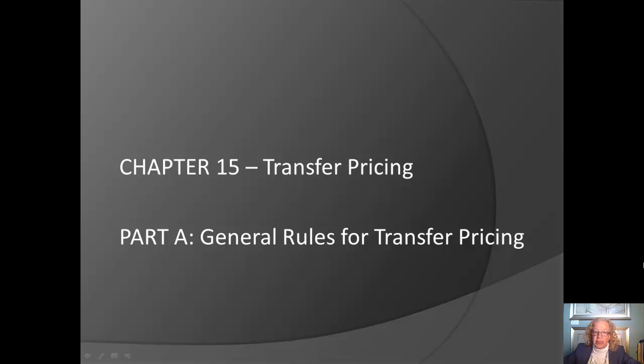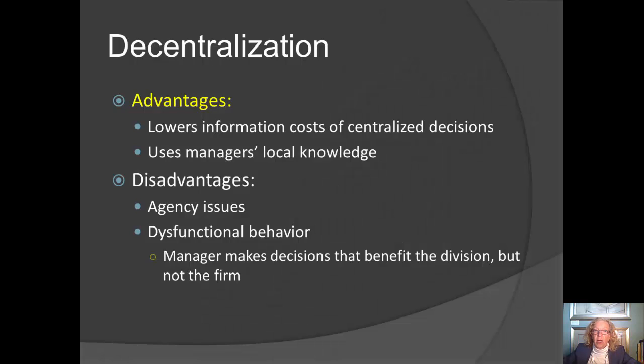In Chapter 14, we talked about how to evaluate divisional managers in a decentralized organization. In this chapter, we will be talking about how we can use transfer pricing to facilitate that process. We already know that decentralized organizations delegate a significant amount of the power to make decisions to divisional managers.